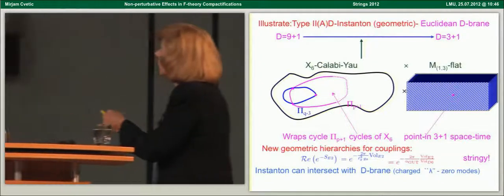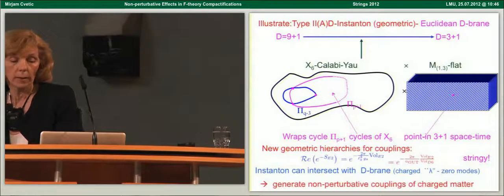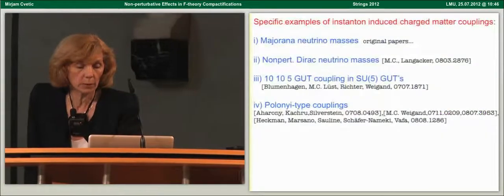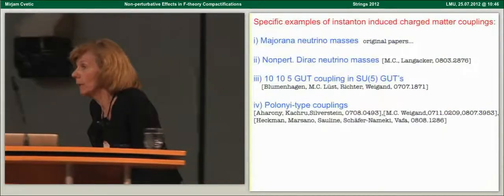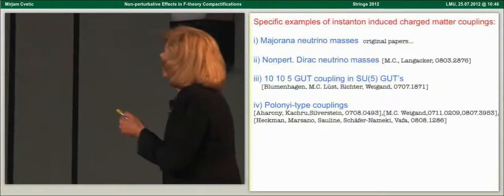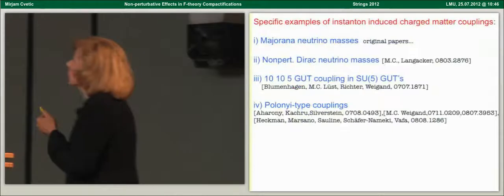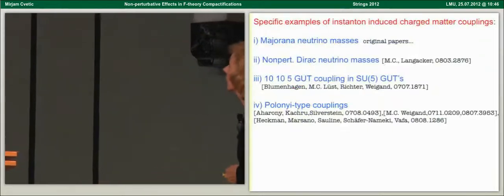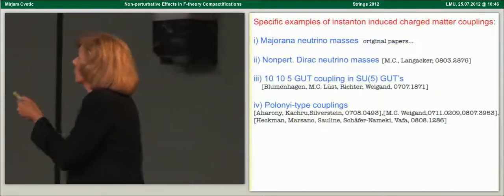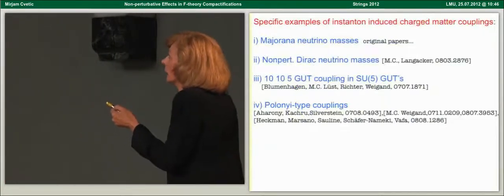And it's these charged zero modes that contribute to a violation of the anomalous U(1) and are responsible for non-perturbative generation of charged matter coupling. Well, this other type of instanton was actually introduced primarily because we had phenomenological motivation. We wanted to introduce certain perturbatively absent couplings for charged matter in the standard model or grand unified theories. For example, such effects could modify and give us Majorana neutrino masses or directly Dirac neutrino masses.